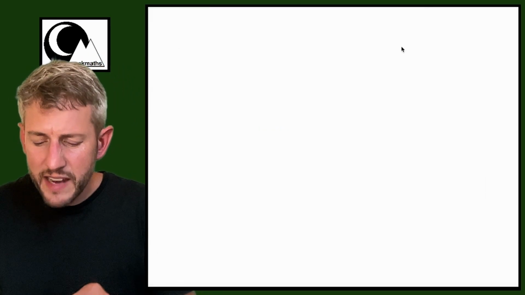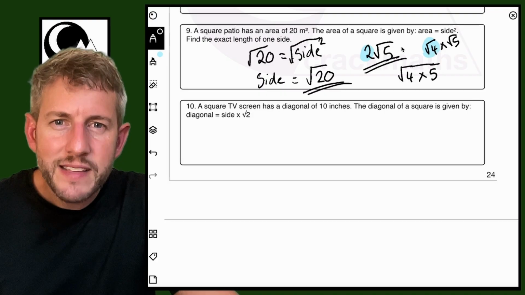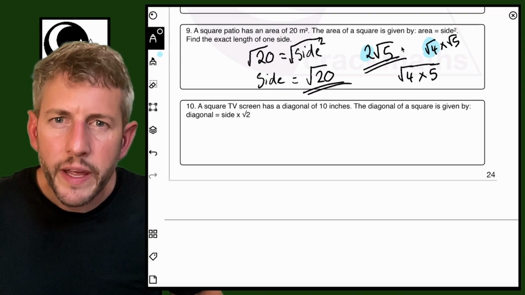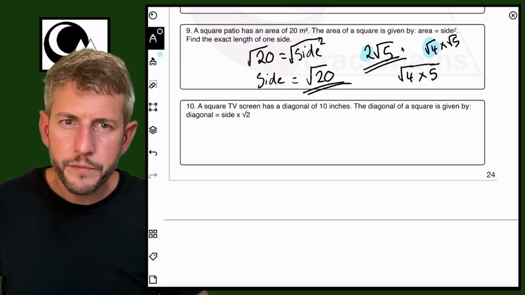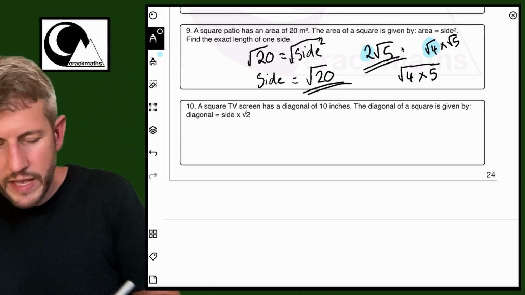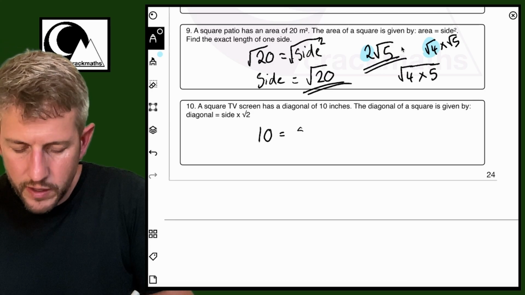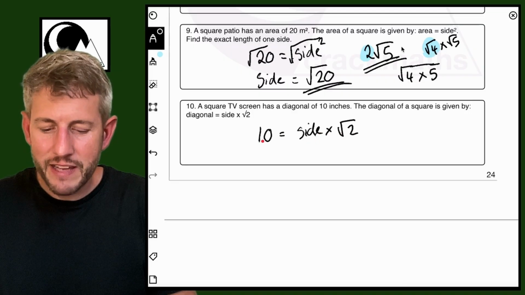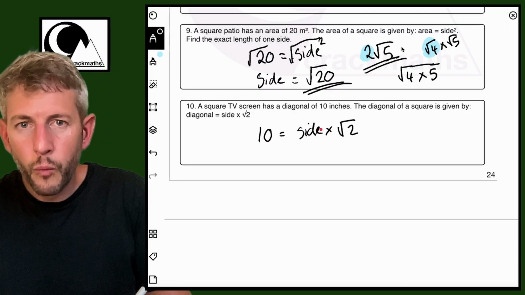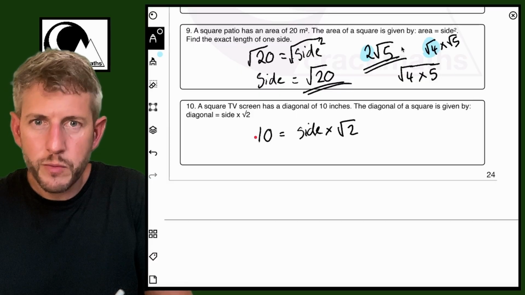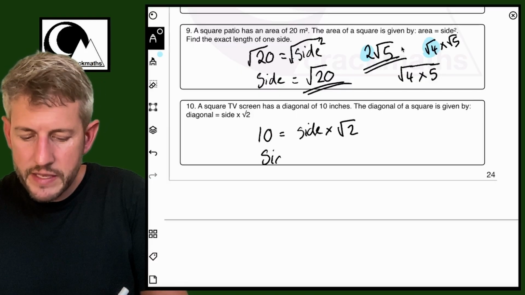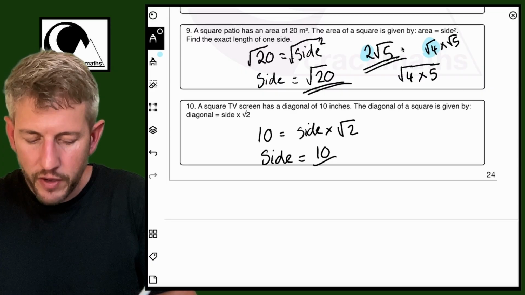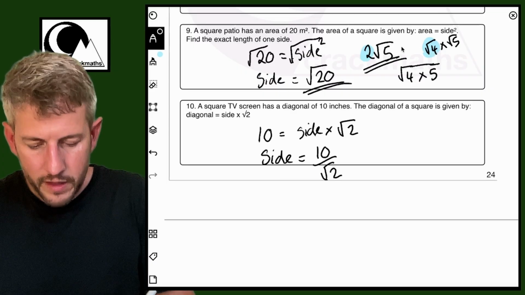Question 10 says a square TV screen has a diagonal of 10 inches. The diagonal of the square is given by diagonal equals side times root 2. So what we've got here is 10 equals side times root 2. Remember, if two numbers multiply together to give another number, we can get one of these numbers by dividing the product, which is the 10, by the other number. So in this case, side will equal 10 divided by root 2 inches.